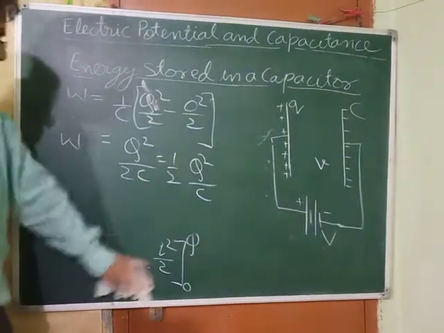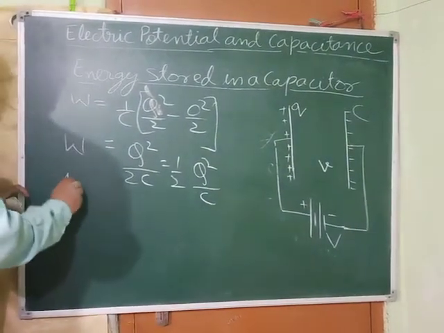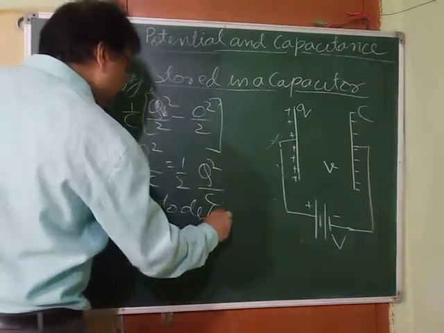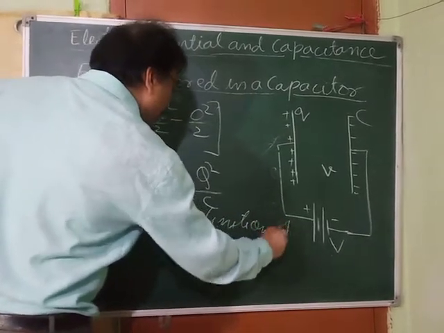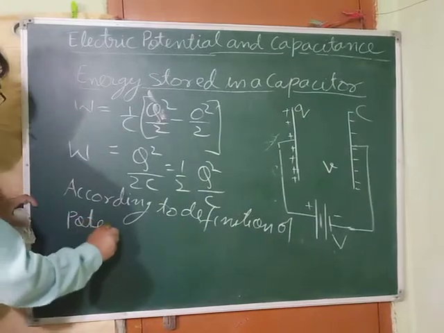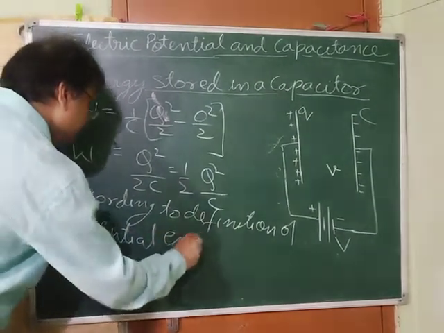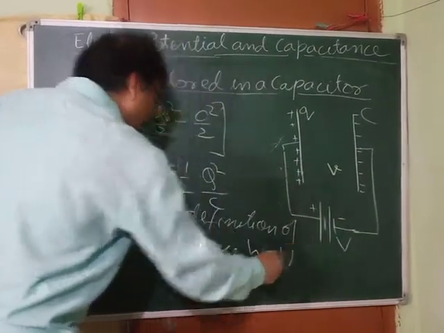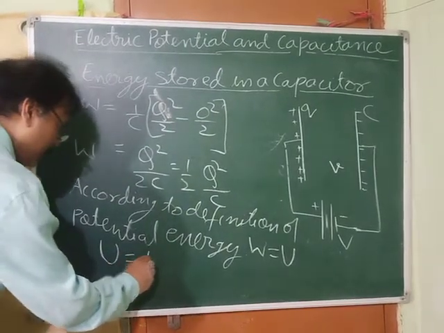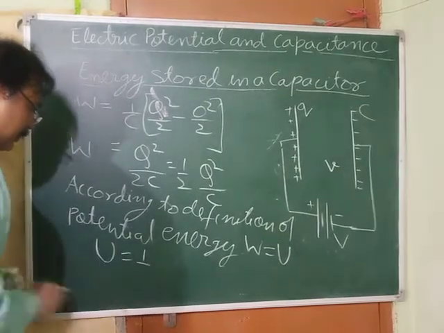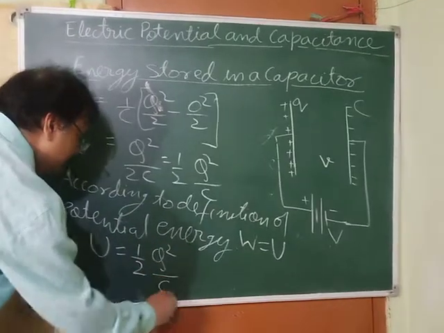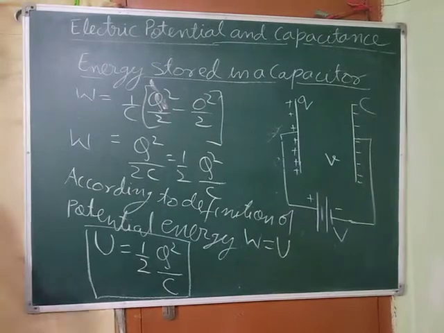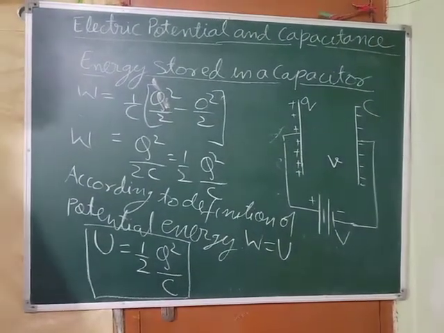Now what do we have to write? According to the definition of potential energy, we write W is equal to U. So we can write U, that potential energy, is equal to 1 by 2 Q square by C. This is one expression for electrostatic potential energy stored in the capacitor of capacitance C, when it is having a charge Q on it.